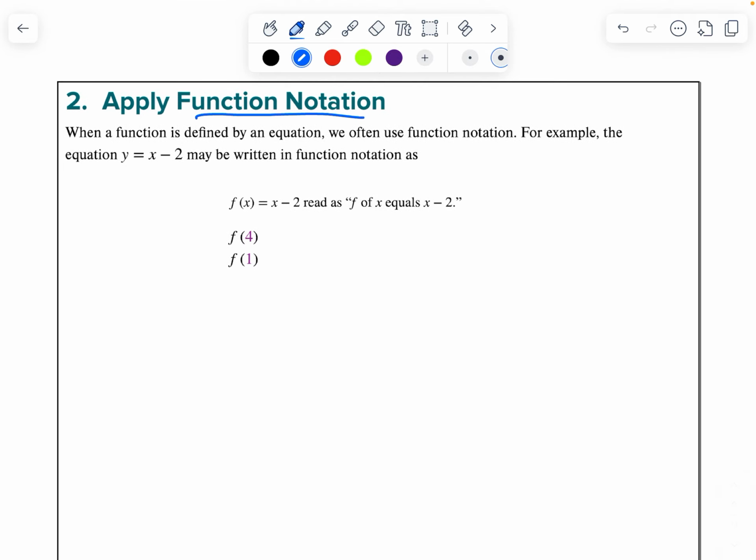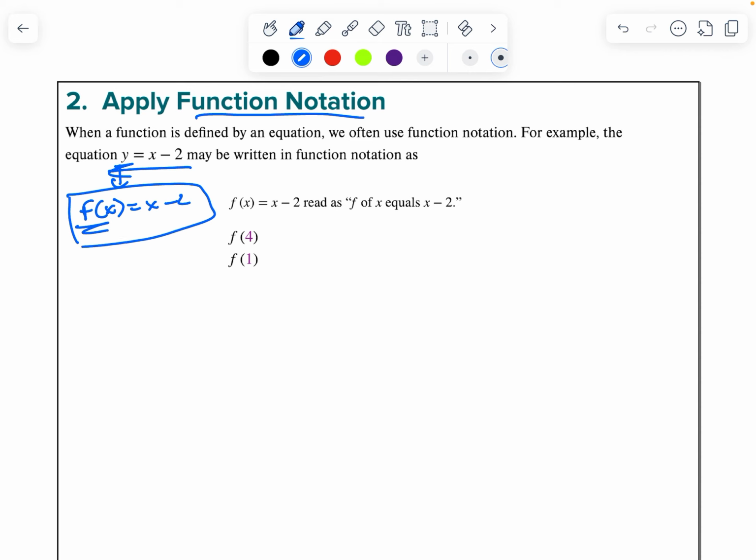This is called function notation. If you have something like y equals x minus 2, function notation is just saying y is the same thing as a function of x. Y is a function of x. So we're replacing the y with f of x. You see that? This is function notation.